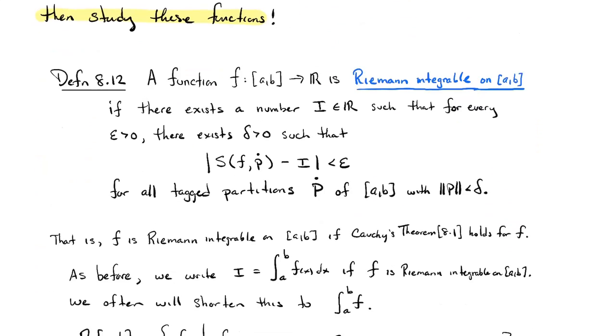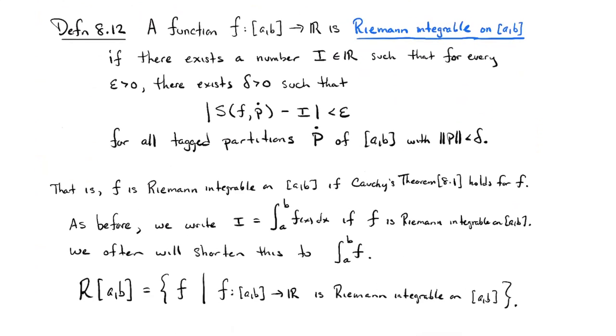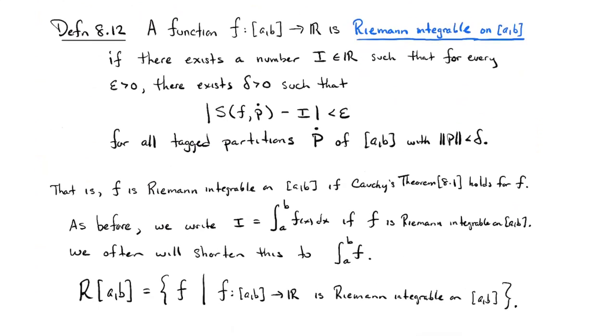Okay, so let's take a look at what I mean by that. So this is the main definition of section 8.6. And then what am I defining? I'm defining what I mean for a function on an interval between two numbers, a and b, to be so-called Riemann integrable. Okay, so named after George Riemann, whose approach we're following here. So we're going to call a function Riemann integrable on [a, b] if it satisfies Cauchy's theorem.